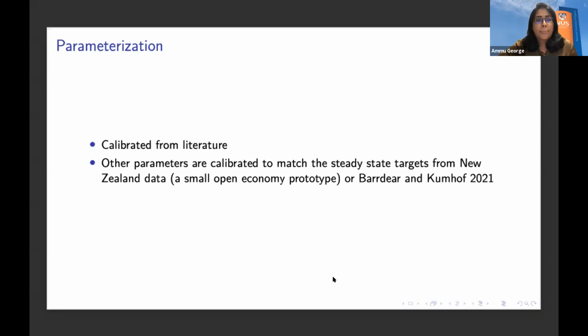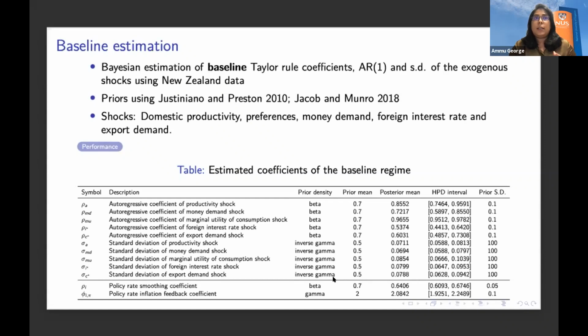Next, we have the baseline estimation. The parameters concerning the shocks, the autocorrelation coefficients and the standard deviations are all estimated using Bayesian estimation, and we use New Zealand data to do the estimation process. Apart from the shock coefficients, we also estimate the baseline regime Taylor rule coefficients using the data, and the priors are set using literature. The shocks that we consider are the domestic productivity shock, the preference shock, which is nothing but the shock to marginal utility of consumption, the money demand shock, the foreign interest rate shock, and the export demand shock.